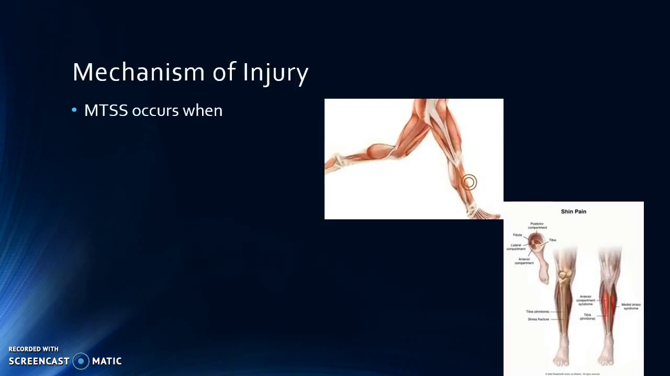MTSS occurs when there is repetitive microtrauma. Factors that can contribute to MTSS include weakness in leg muscles, shoes that provide little support or cushioning, and training errors such as running on hard surfaces and overtraining. MTSS involves one of two syndromes: a tibial stress syndrome or an overuse syndrome that can progress to an irreversible exertional compartment syndrome.